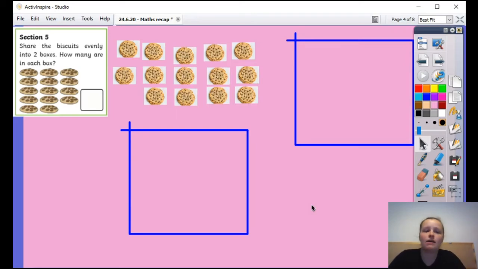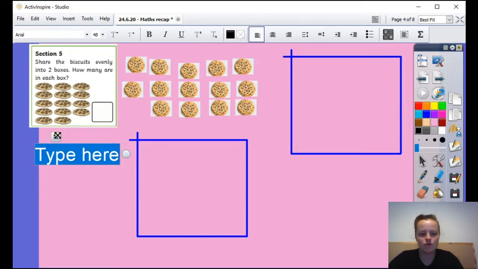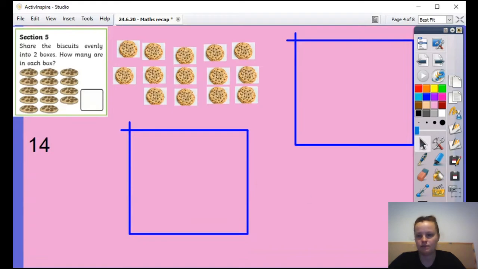Okay, so first of all, we need to count how many biscuits we've got. So let's count them together. So 1, 2, 3, 4, 5, 6, 7, 8, 9, 10, 11, 12, 13, 14. So all together, we have 14 cookies, okay, or biscuits. Okay. So we need to share them out between these 2 boxes, so there's an equal, the same amount in each box. Okay, and that is the answer that we're looking for.